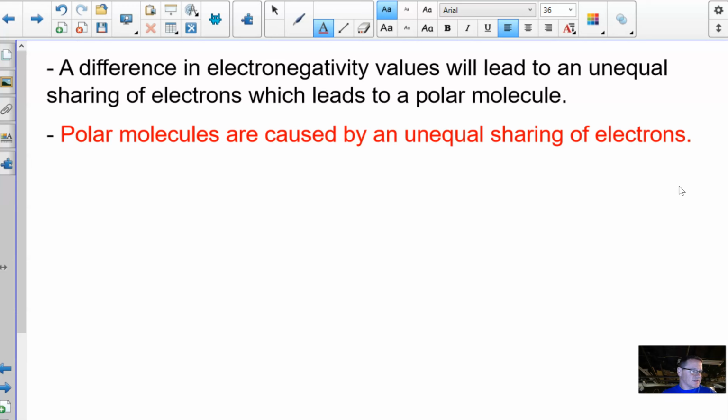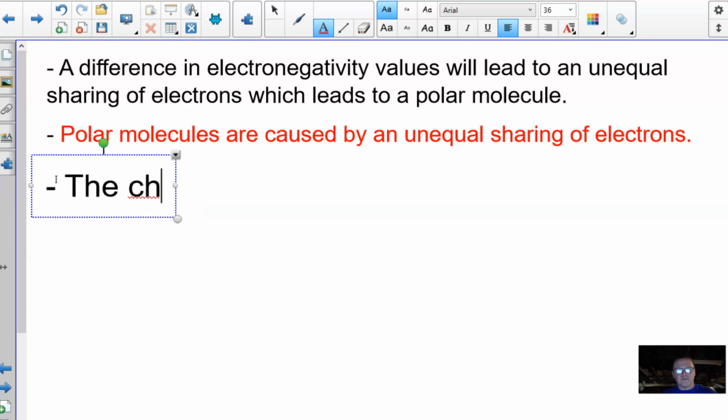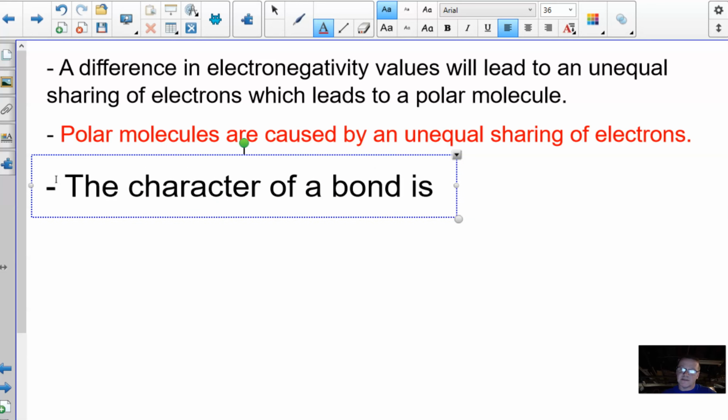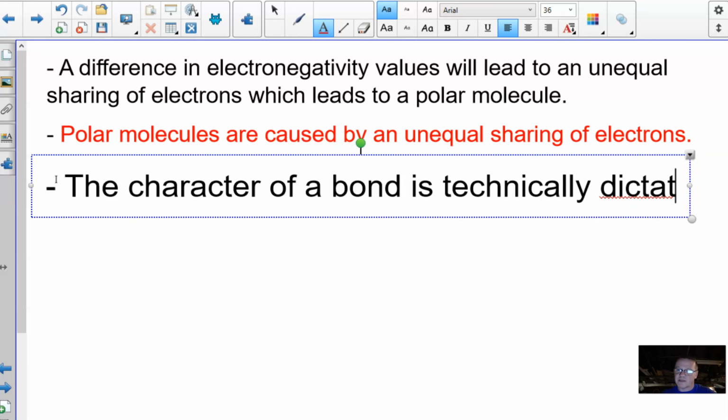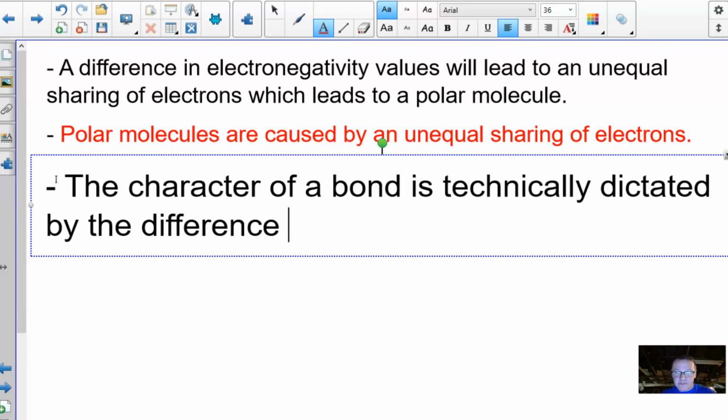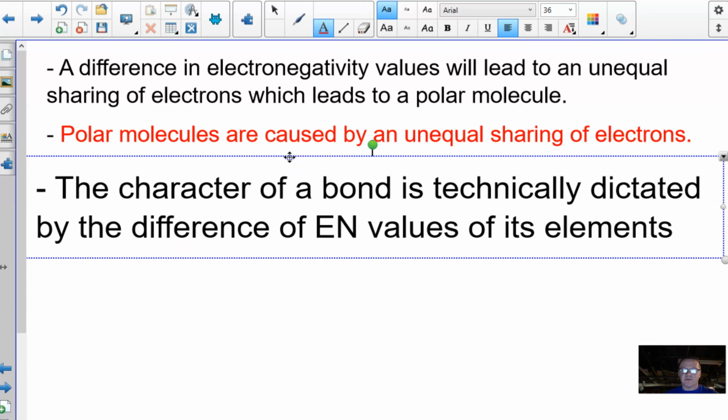Something else that happens is, when we look at those electronegativity values, we find that the character of a bond is technically dictated by the difference of electronegativity values of its elements. I'm going to move this box around after I finish typing. Okay, so here's what that means.